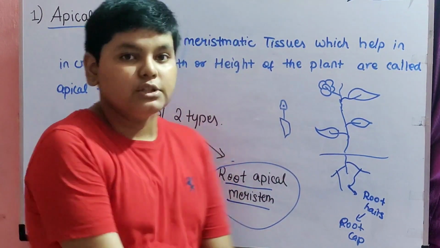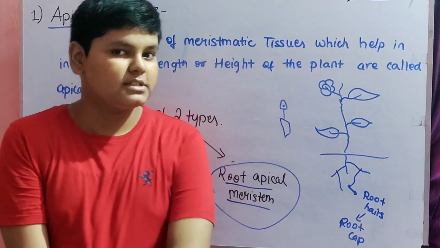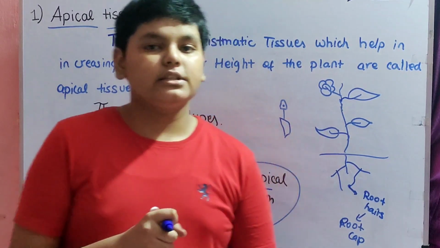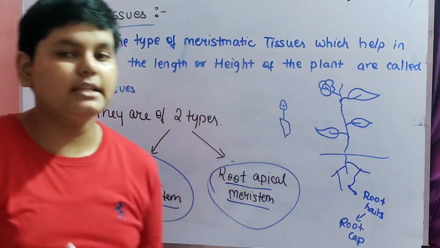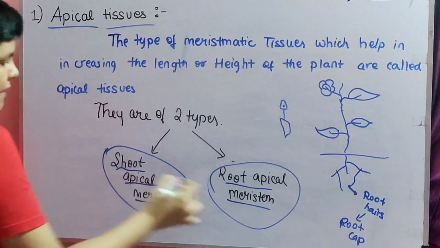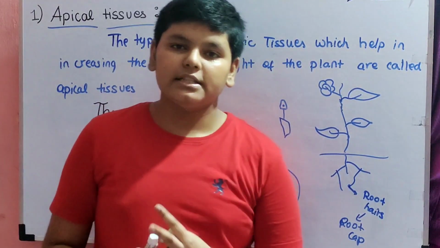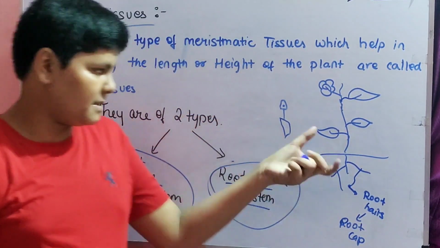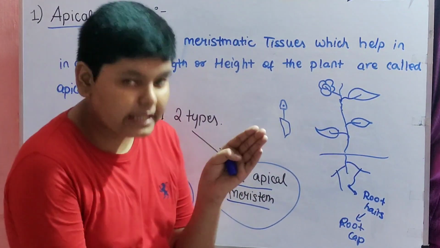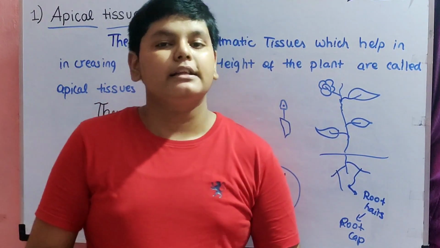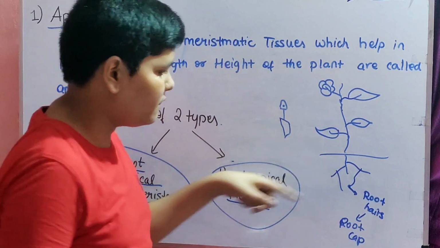So there are four regions of the root. The first region is called the root hair region. The second region is the region of meristematic activity, which has the root apical meristem. The third region is called the region of elongation. Elongation means it is elongating. And the last region is called the region of maturation, which is present over here.